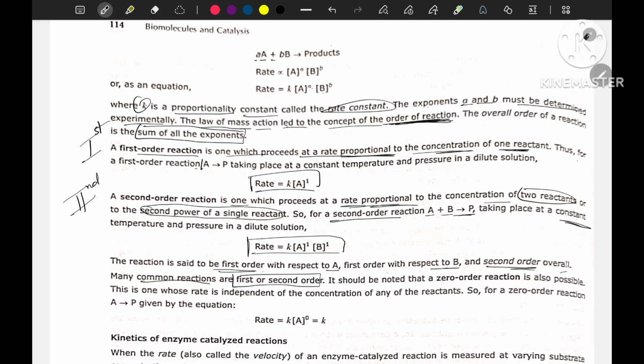It should be noted that a zero order reaction is also possible. This is one whose rate is independent of the concentration of any of the reactants. So for the zero order reaction A to B, the rate is k[A]^0, which is equal to k.